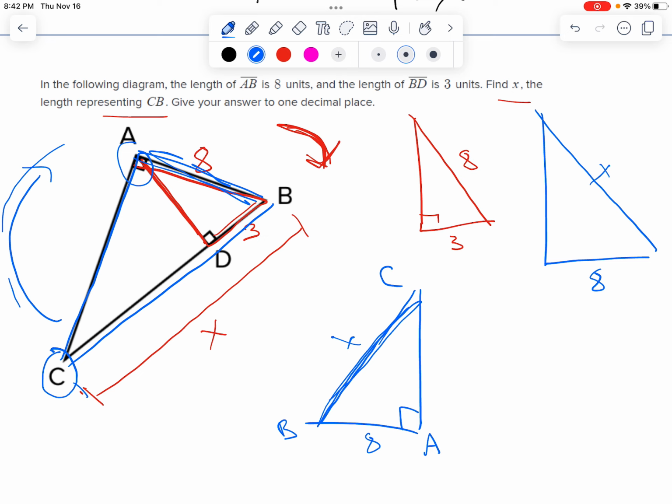Okay, so it took a little rotation, but we got it, and now we can set up our ratios. We can say 8 is to 3 as x is to 8. Cross multiply, we got 64 equals 3x, and now we divide both sides by 3 to get our answer. x is equal to 64 thirds.